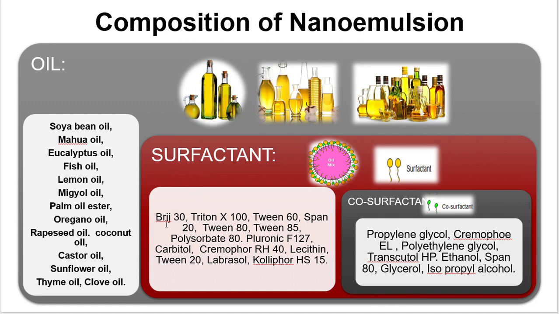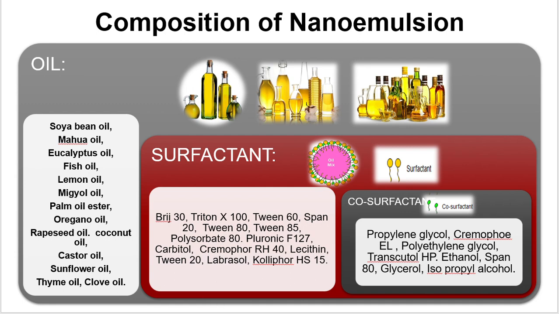And surfactants, for example, Brij 30, Triton X, Tween 60, or Span 20, and different surfactants are there. We can use them to prepare nano emulsion. It all depends on what you are making the nano emulsion for. Many people usually use a co-surfactant also, for example, polypropylene glycol, Tween Span 80, glycerol. Many people use isopropyl alcohol also as a co-surfactant.